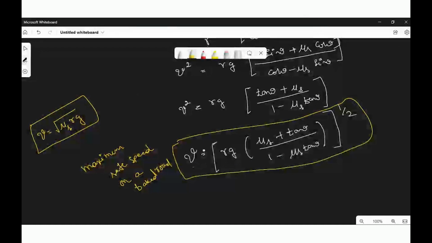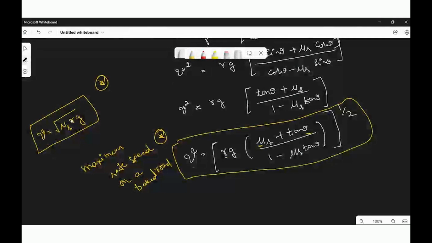And the other importance is that this equation has no dependency on the mass of the vehicle, right? Whether it is a truck or a car or any other vehicle which is moving, it has nothing to do with the mass of the vehicle. It is completely independent of that. It just depends on the angle of banking, the friction of that particular road, and the radius.